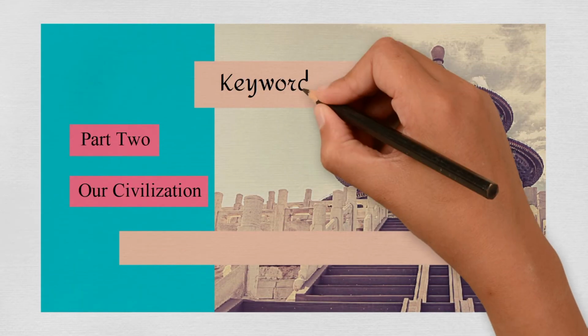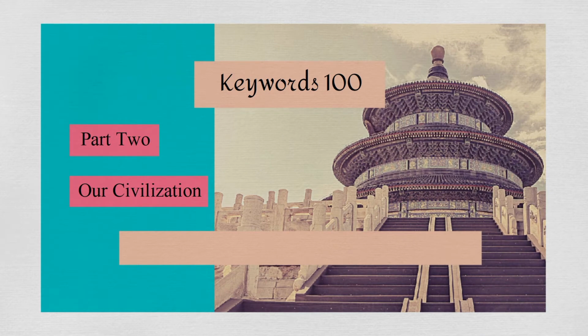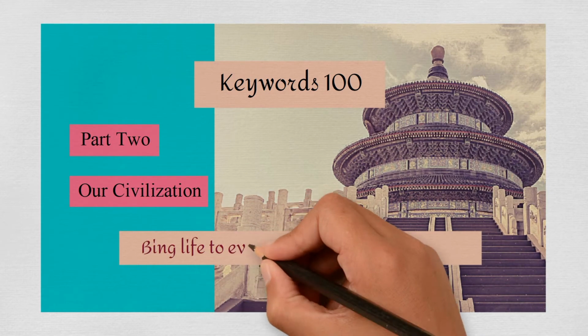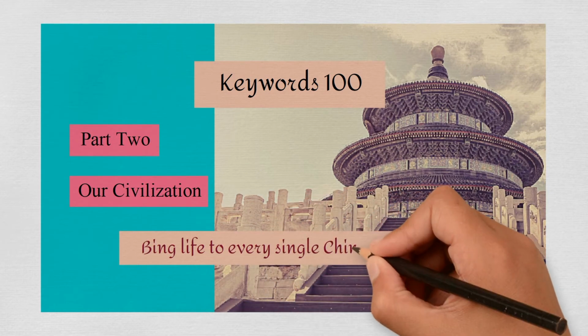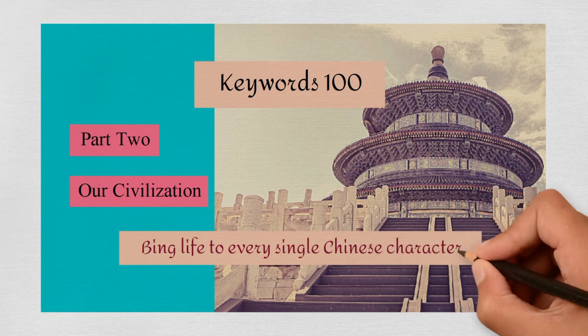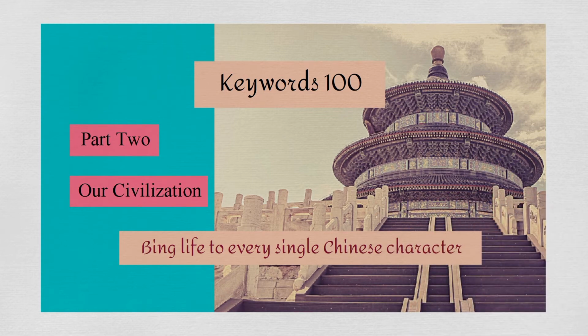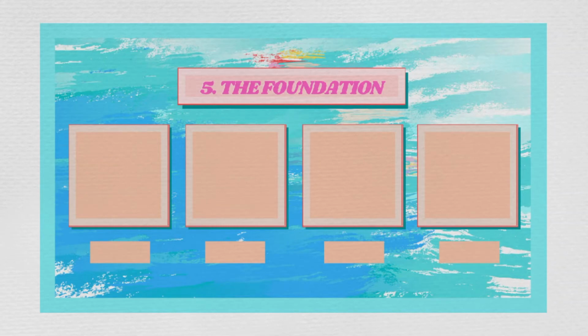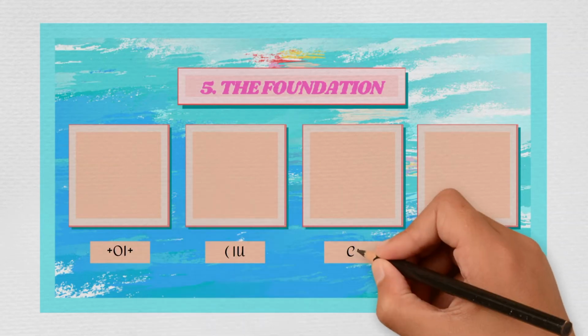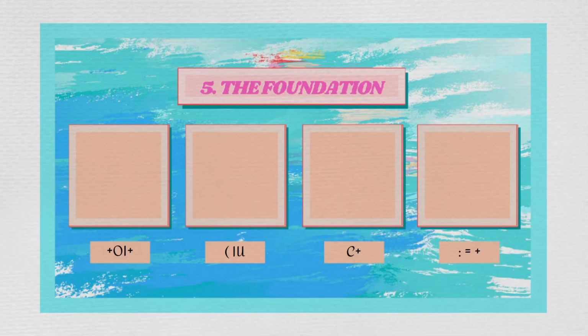Part 2. In this section, we are going to focus on how to construct Chinese characters using letters and symbols only, and bring life to every single Chinese character. Let's start now. Sentence number 5. We have 4 words. They are grass, wood, cattle, and sheep.